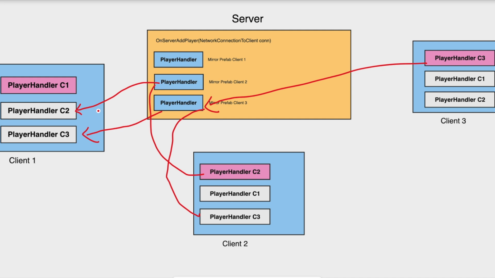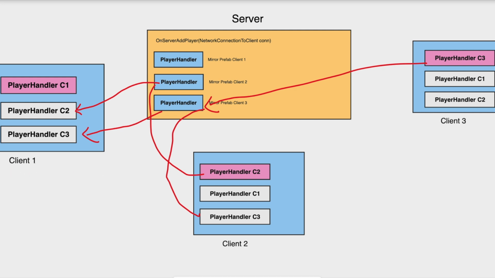But the problem here is, once the new client is spawned, it tells the existing clients, but the new client doesn't know about the existing clients' players. So this also needs to know about 2 and 1, and client 2 also needs to know about 1. So this is what we have to achieve.